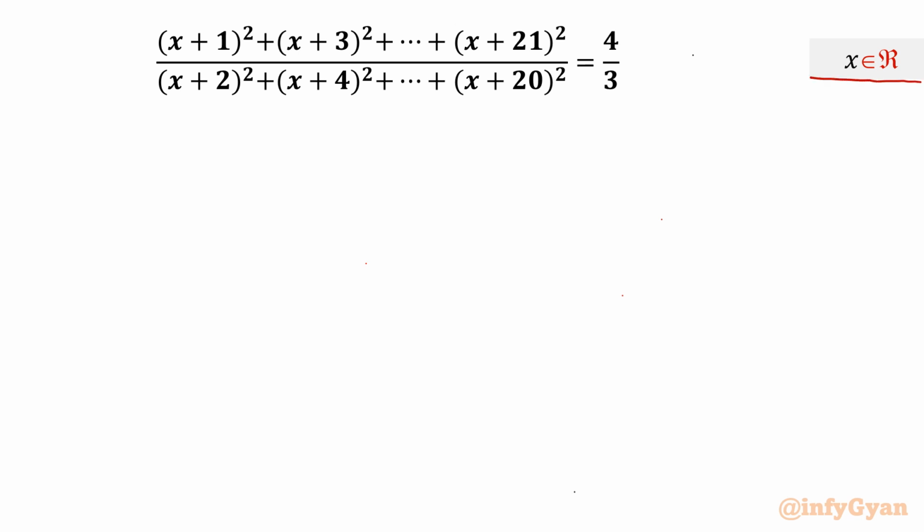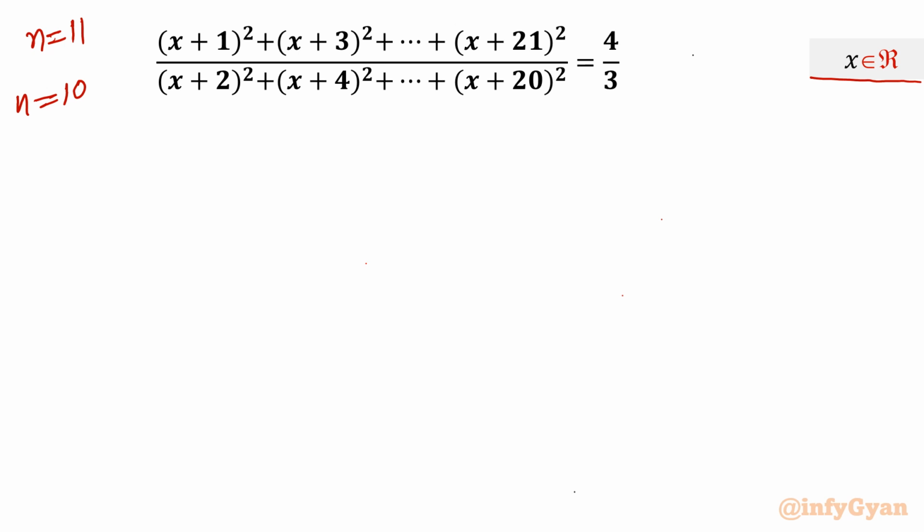If I ask you how many squares are there on the top in the numerator: 1, 3, 5, 7, 9, 11, 13, 15, 17, 19 — 10 values are here, and 1 is 21. So total 11 squares are there, 11 square brackets in the numerator. In the denominator, in the bottom side, we have 2, 4, 6, 8, 10, 12, 14, 16, 18, 20. So in the denominator, the value of n is 10. It will be useful a little later.